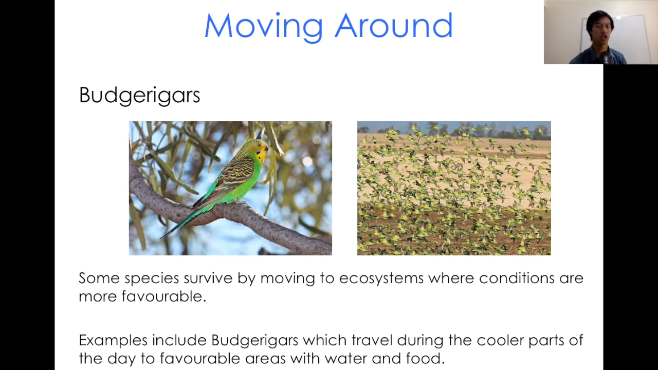Yeah, so when a budgerigar lives in a fairly arid or semi-arid environment and it gets really dry, it will simply fly to another location where it is a little more favorable, with more food, more water available, cooler parts of the day to find shelter, water, and food. Okay.